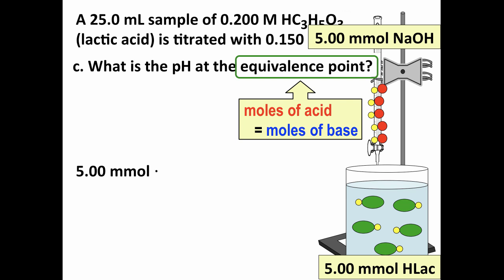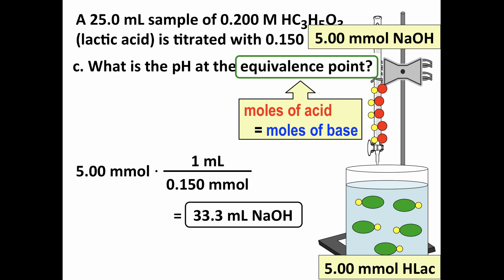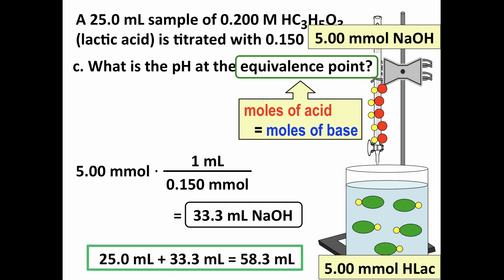Now, to calculate what volume this is of sodium hydroxide, we take our 5 millimoles of sodium hydroxide, use its concentration of 0.150 millimoles per milliliter, and calculate that we need 33.3 milliliters of this sodium hydroxide solution to provide 5 millimoles of sodium hydroxide, which reaches equilibrium. And then, of course, we're going to have a total solution volume of the 25 milliliters we started with and 33.3 milliliters of NaOH we've added to reach the equivalence point, so 58.3 milliliters total.